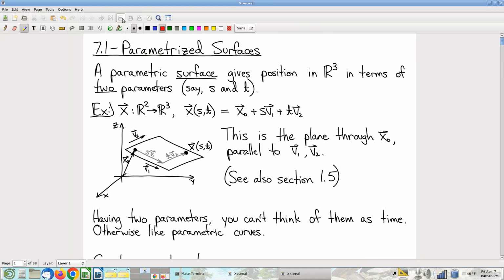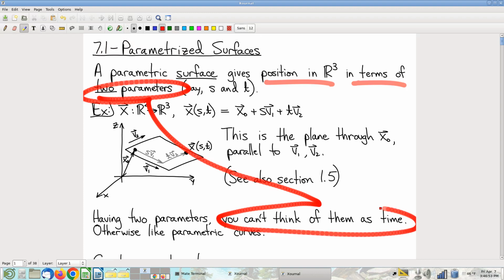Rewind real quick. Position in terms of two parameters. The thing about those two parameters, there's two of them. You can't think of them both as time, right? So this is one of the big differences between parametric surfaces and parametric curves.